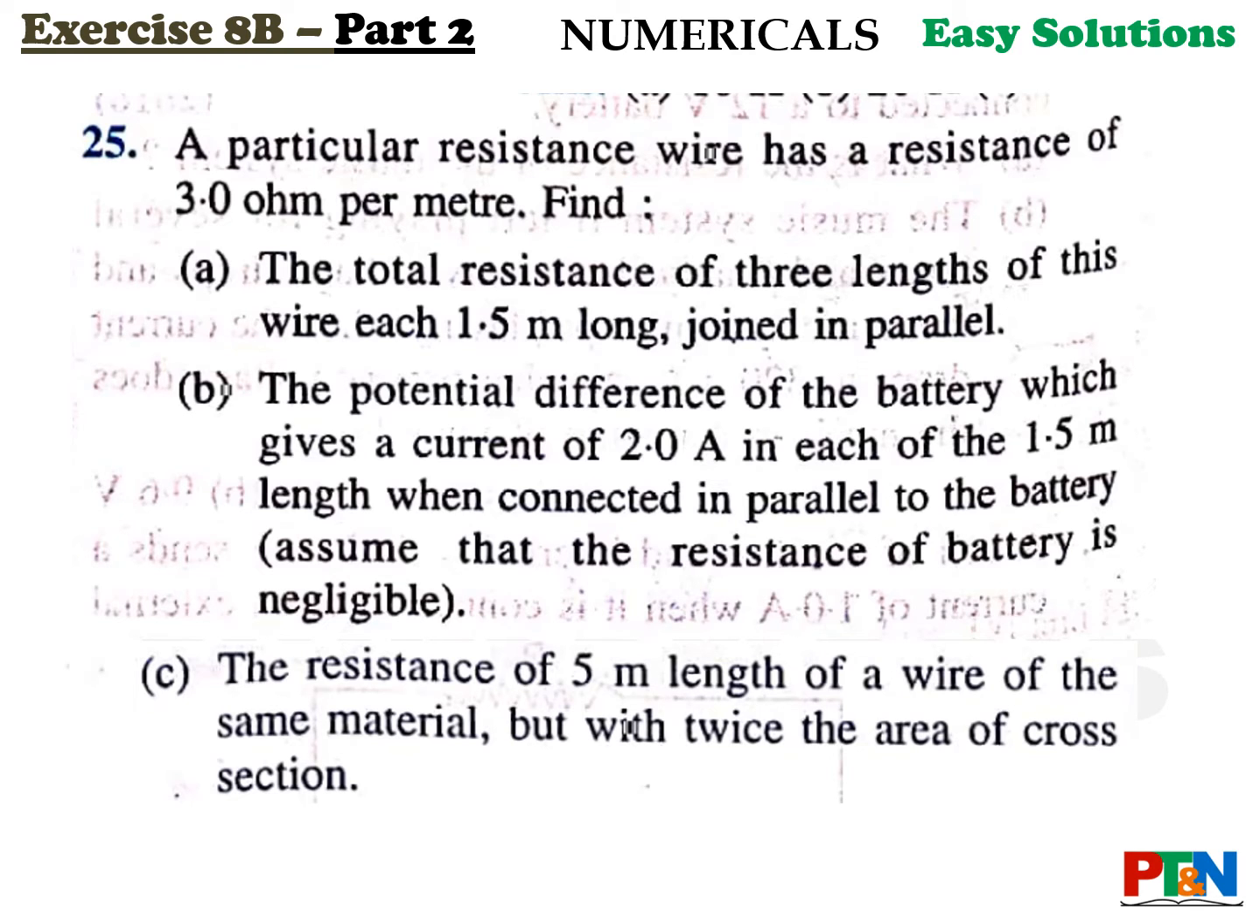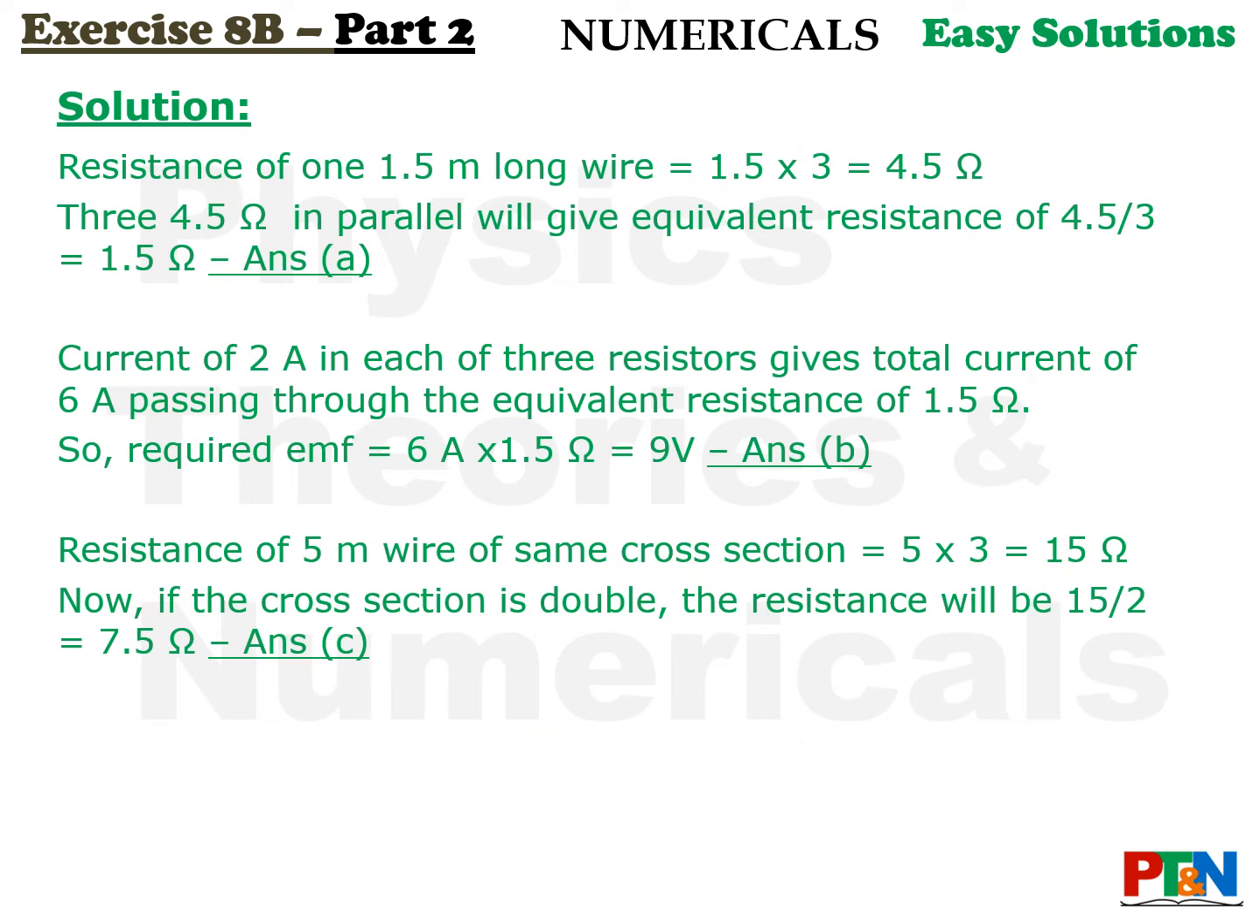Let's have a look at the solution. See, the resistance of 1.5 meter long wire will be 1.5 into 3, that is 4.5 ohm, and 3 such wires are connected in parallel. That means equivalent resistance will be 4.5 by 3, that is 1.5 ohm. This is the answer to your question A.